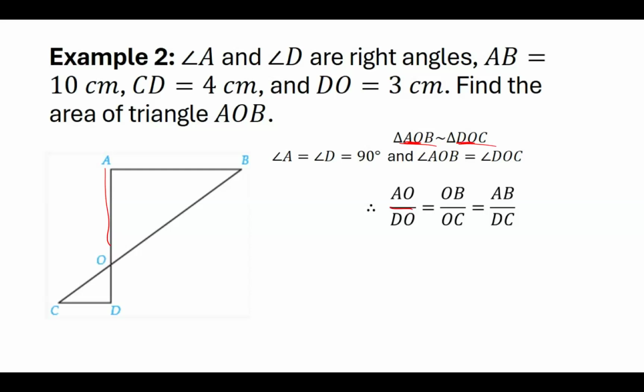So AO over DO. It's like this side corresponds to this one. And then I could do the same thing with the last two letters. OB corresponds to OC. And last, I could select the letters that are at first and at the end. AB corresponds to DC. So if you order the triangles, if you put the same orientation of the letters, matching angles, then you can just create the fractions in this way.